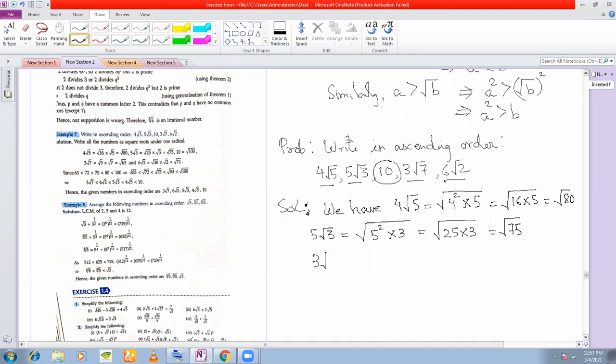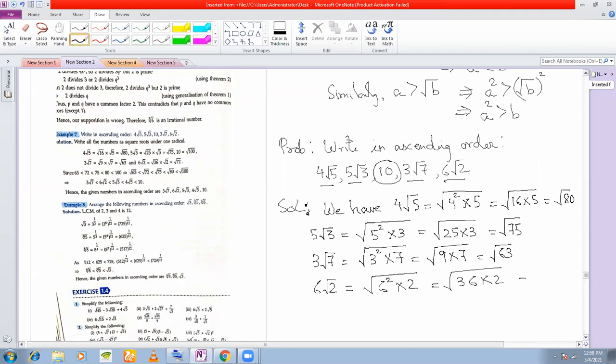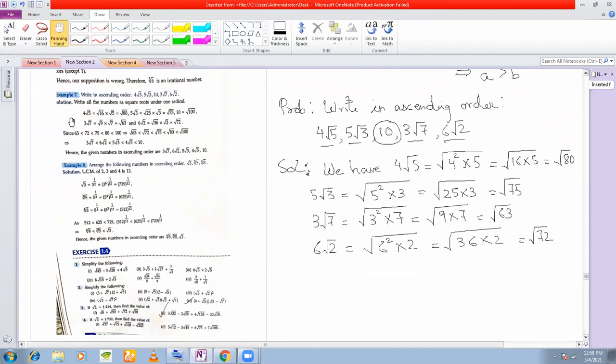3 root 7. Again, this will become root over 3 square into 7, which will become 9 into 7. It will become root 63. And finally, you have 6 root 2, root over 6 square into 2, which is equal to root 36 into 2, which is equal to root 72.